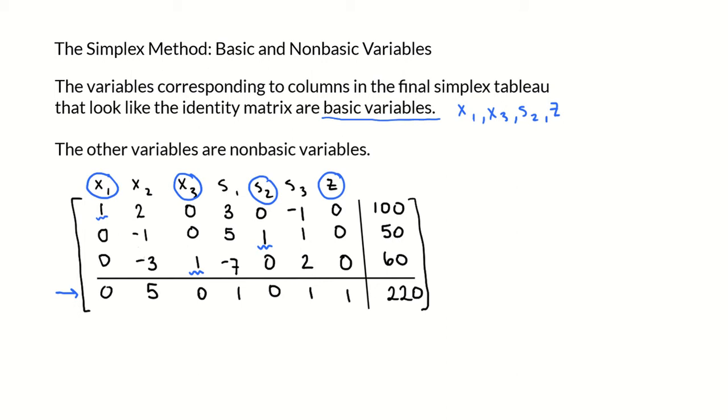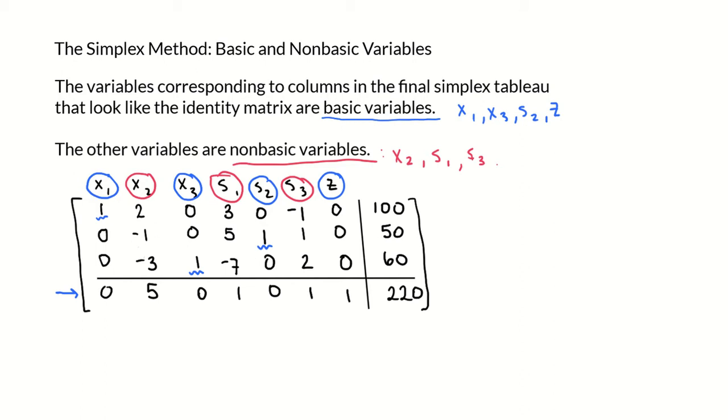And the other variables are non-basic variables. So x2, s1, and s3 are non-basic in this case. And just note that in this case, the columns alternate between basic and non-basic. That is just coincidental, just for this specific problem; that won't always happen. But the non-basic variables, we see them as the columns where the entries are not just ones and zeros, as the basic variable columns are.